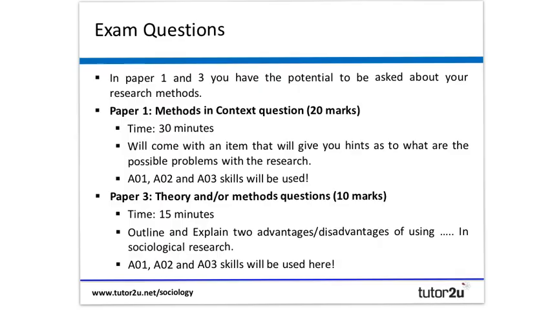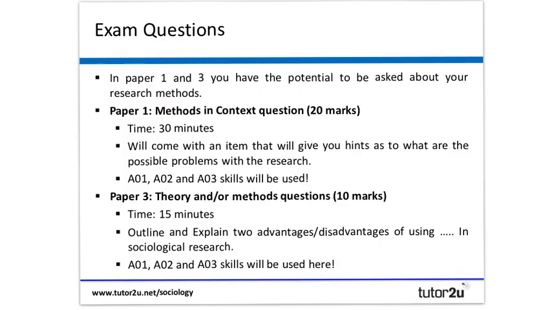Now they'll come up with an item for you to use, and this item will give you hints as to what are possible problems with the research. In addition to this, what you have to be very much aware of is with this item, it will also give you contextual information by which you will be expected to use within your answer. Now, all of the AO skills will be present. So AO1, knowledge and understanding. AO2, application, will be seen through the use of your sociological knowledge as well as your use of the item. And AO3 skills will be used here. So this is evaluation and analysis of the research method overall.